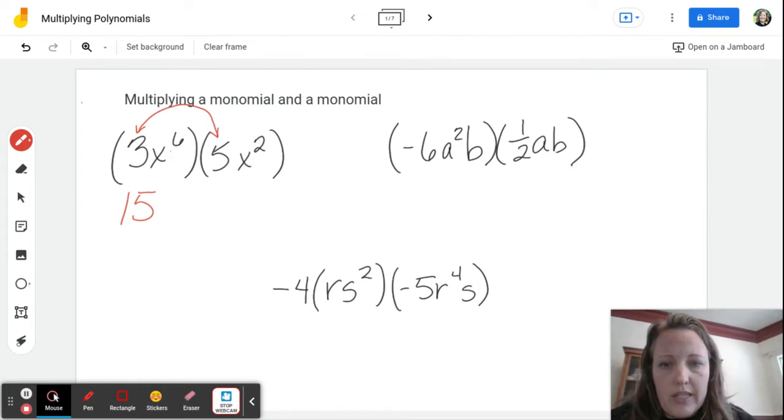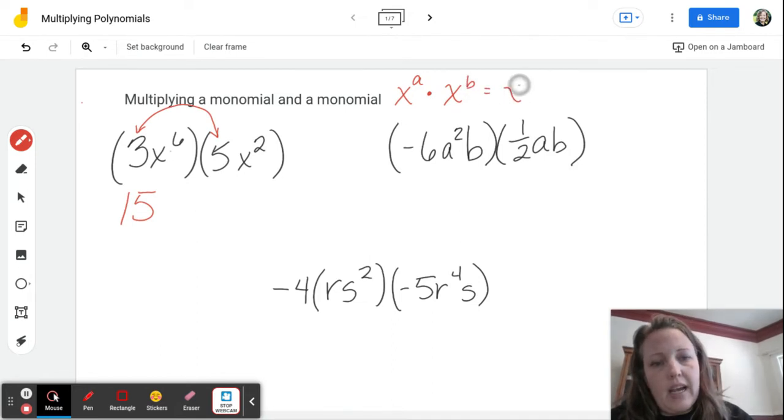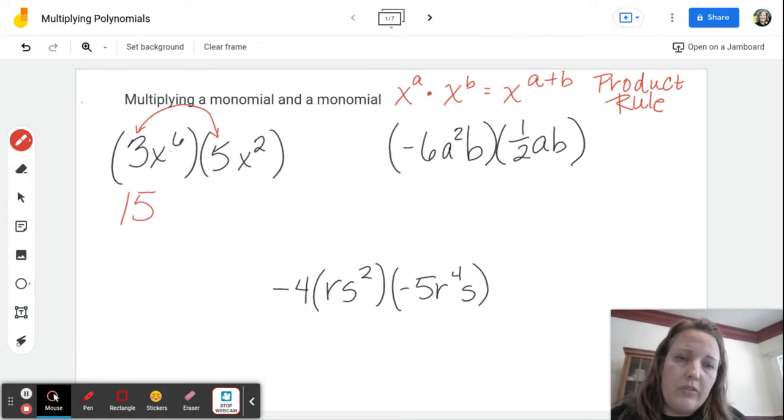This is the product rule with exponents. If you have a base of x raised to the a, and you multiply that times that same base to a different power, you just add those powers. So x to the a times x to the b is x to the a plus b. This is called the product rule. Let me write that down for you. It's very important. That's the most simplified version of the rule so that you can apply it to all of these. So multiply the coefficients and then apply the product rule.